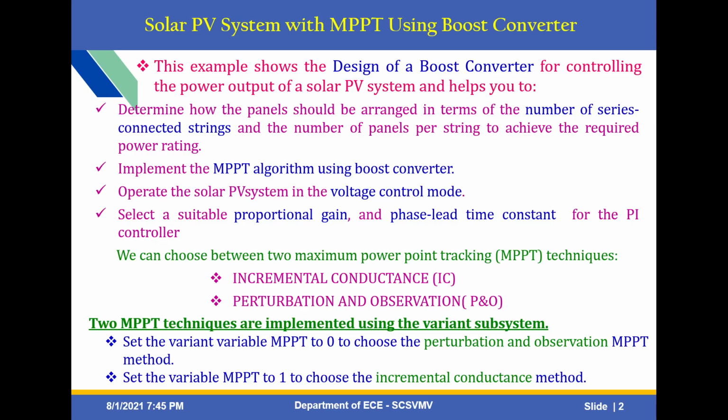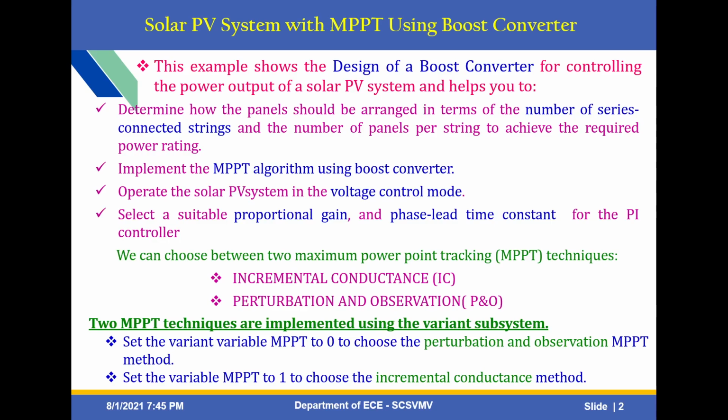This example shows the design of a boost converter for controlling the power output of a solar PV system. It also helps you determine how the panels should be arranged in terms of the number of series connected strings and the number of panels per string to achieve the required power rating. And you can implement the MPPT algorithm using the boost converter and operate the solar PV system in the voltage control mode. Here you can use a suitable proportional gain and integral time constant for the PI controller.